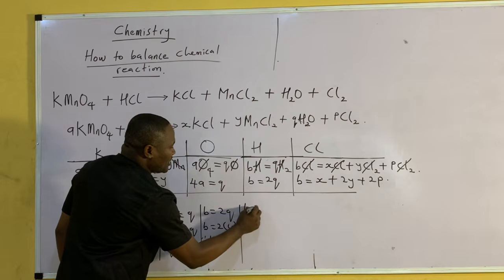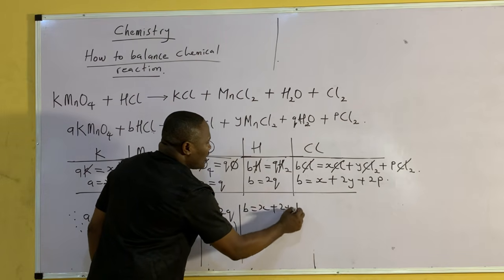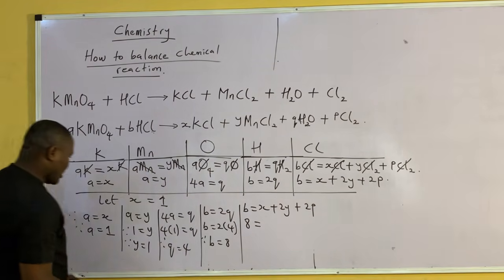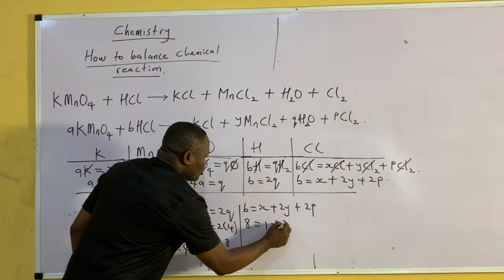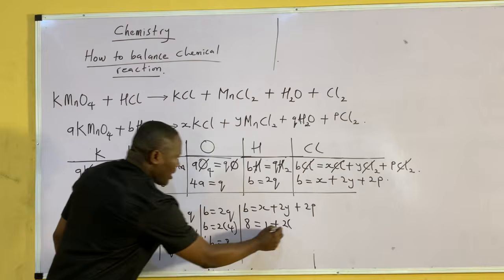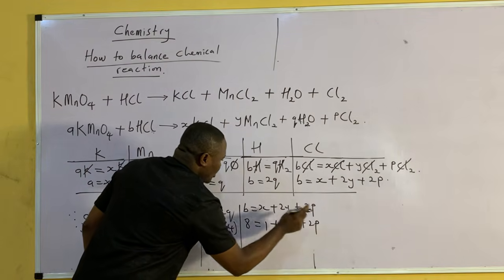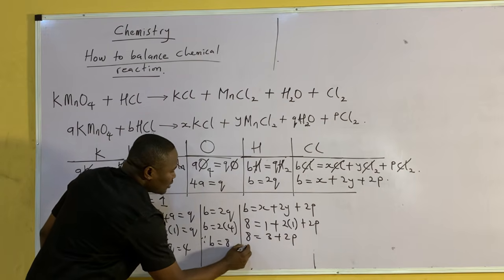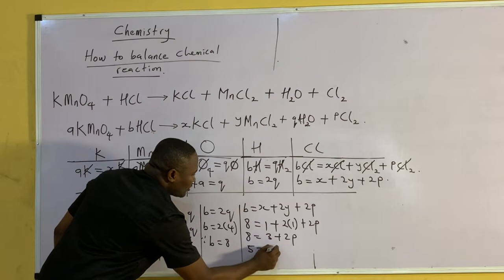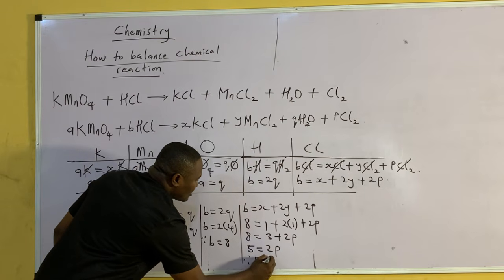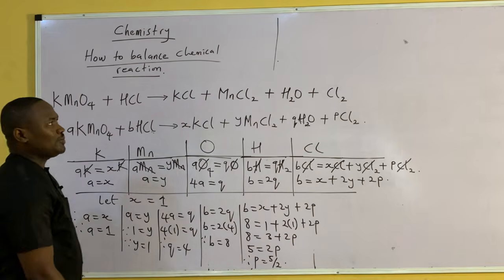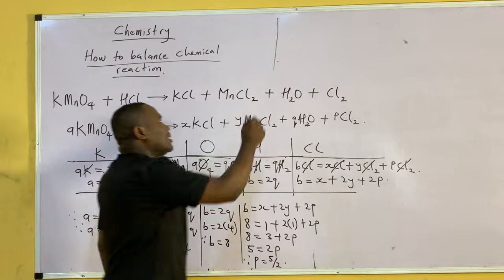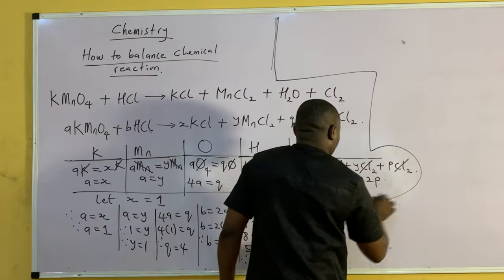What's the next one? I have my equation, B equals x plus 2y plus 2p. Put in all our unknowns. We have 8 is equal to x, which is 1, plus 2 bracket y, which is 1, plus 2p. So I'm looking for p. So 8 is equal to 3 plus 2p. Take this one this way. I have 5 is equal to 2p. Therefore, p equals 5 over 2. So now I will take all the unknowns back into the equation.